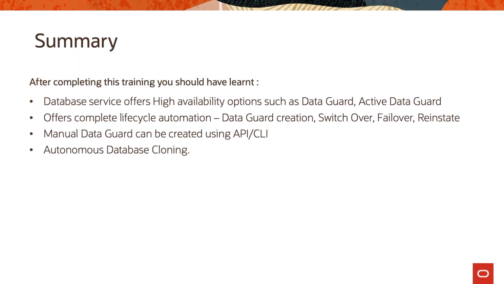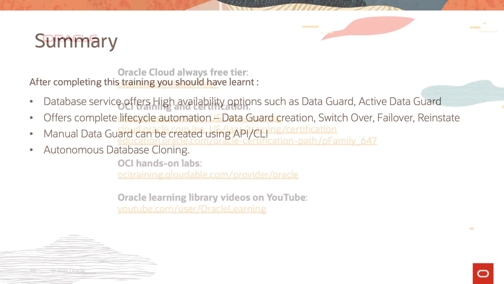So now we will try to summarize. We discussed various high availability options like DataGuard and Active DataGuard, and it also offers complete lifecycle automation, meaning DataGuard creation, switchover, failover, and reinstate operations, which are supported through the OCI console. And manual DataGuard options we also discussed. It can be done from APIs as well as CLIs. And for autonomous databases, you can use the cloning option to create the new environment.